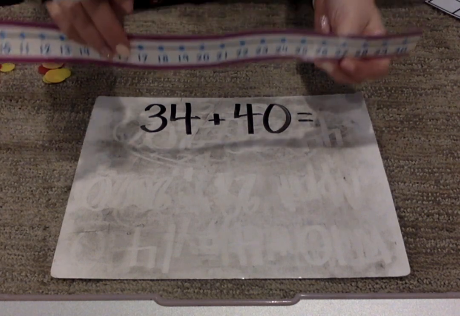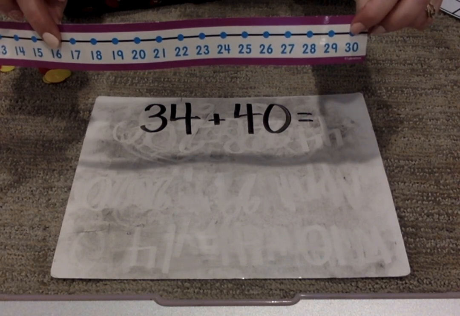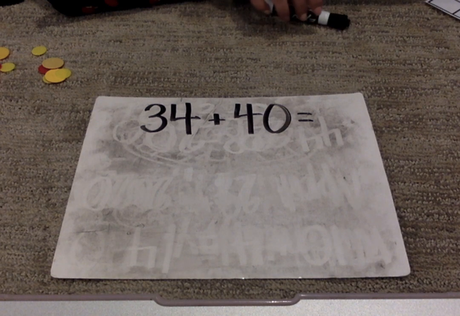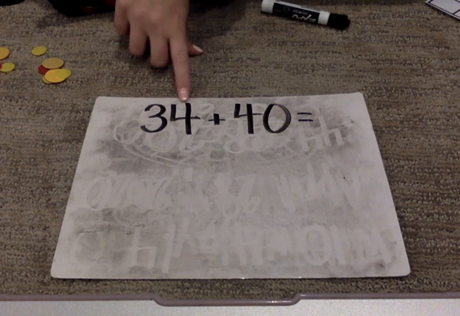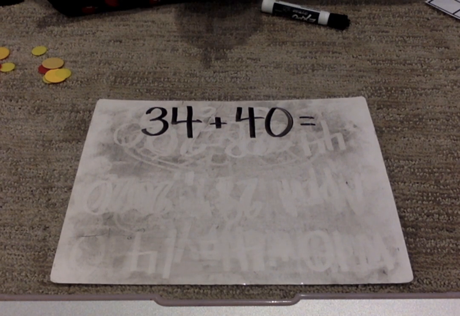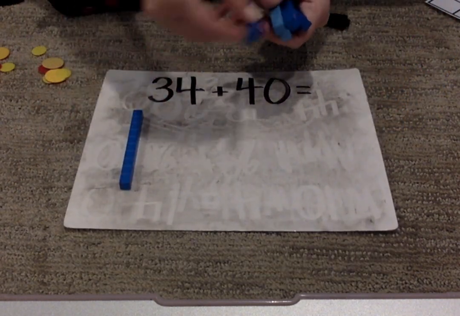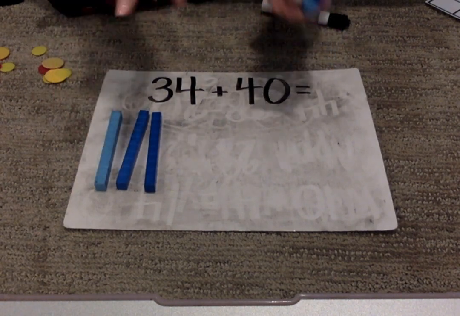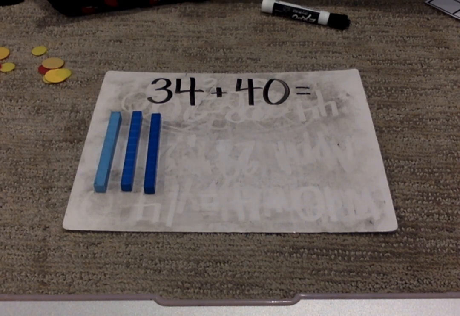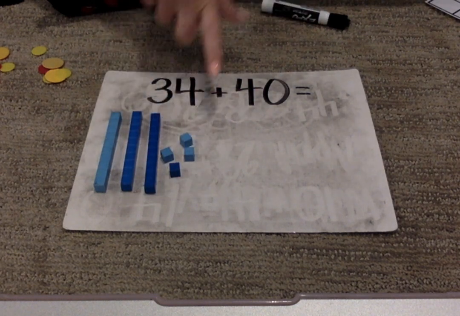My number line only goes to 30, so I don't think that would be a good tool to use. Maybe I could use my tens and ones blocks. First, I want to build the number 34. 34 has a 3 in the tens place. How many tens blocks will I need? 3. 10, 20, 30. And a 4 in the ones place. How many ones blocks will I need? 1, 2, 3, 4. 34.